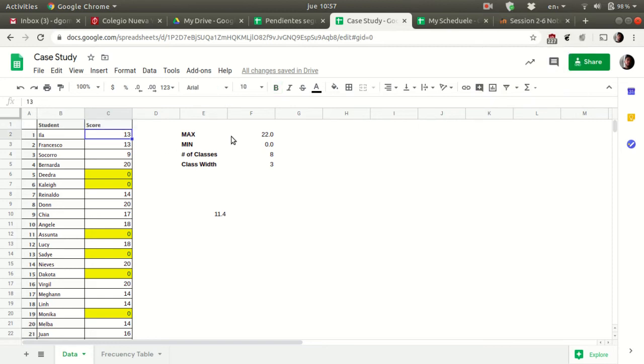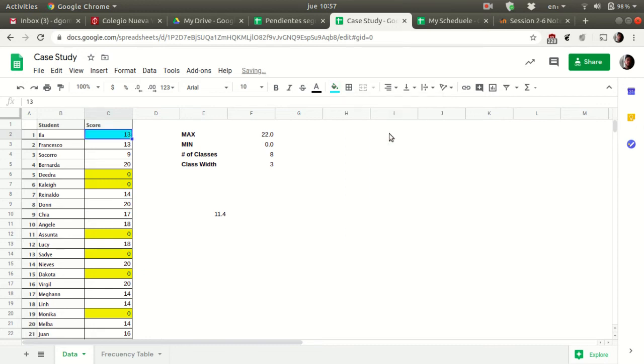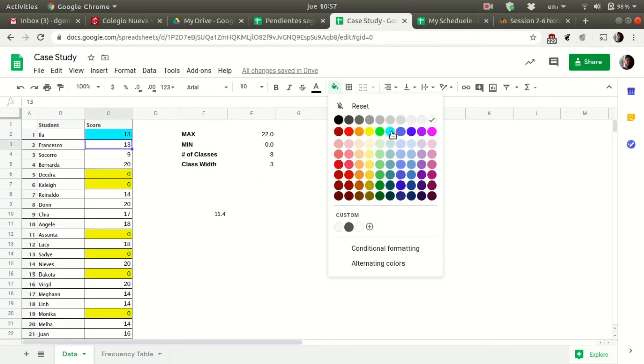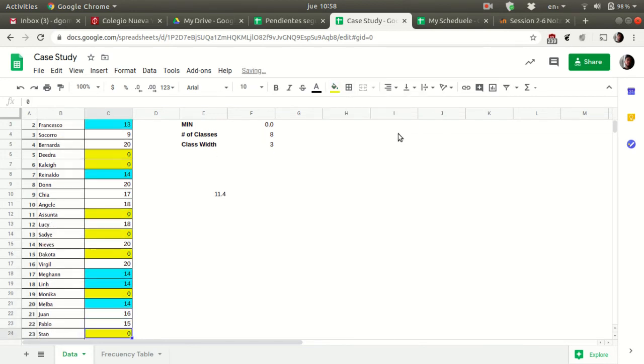Okay, so let's use a different color. Let's use this light blue color. This one is going to go in my interval, greater than or equal to 12 and less than 15. This one is also going to be there. The 14, yes. Okay, let's see. Here we have another 14 and another 14. So we're going to color all the ones that go in this interval, in this light blue color.